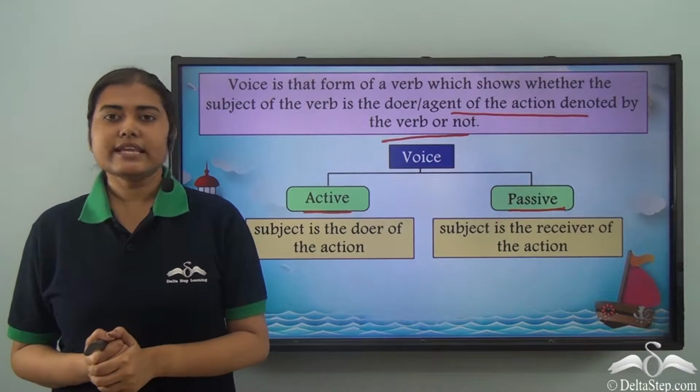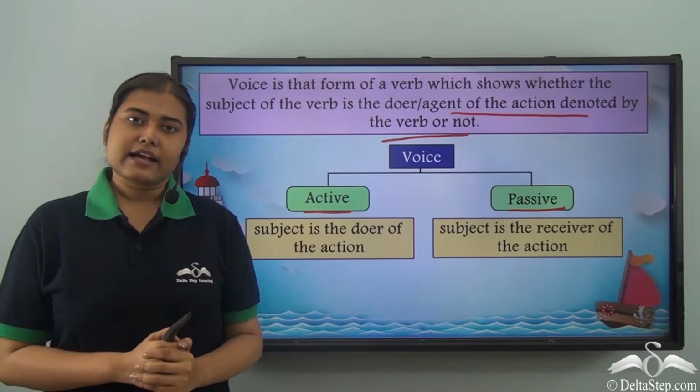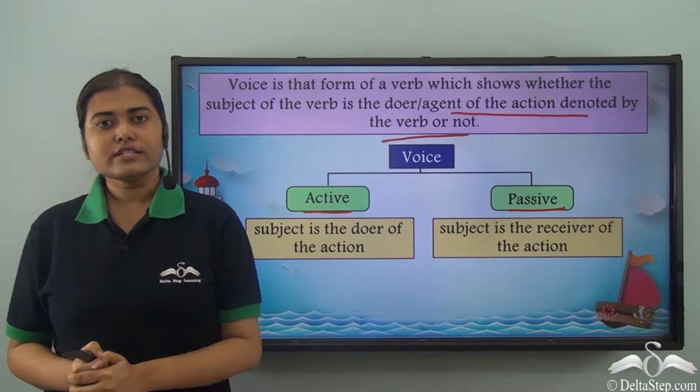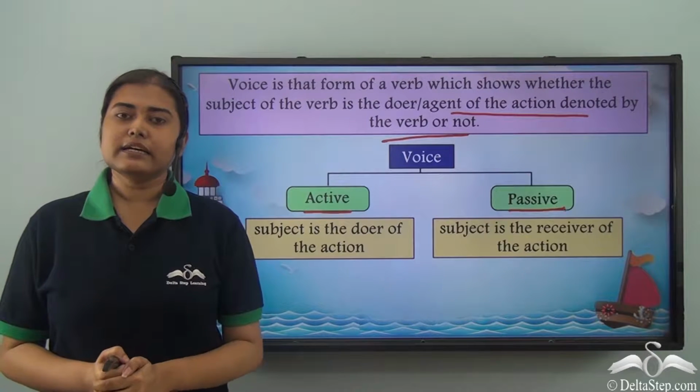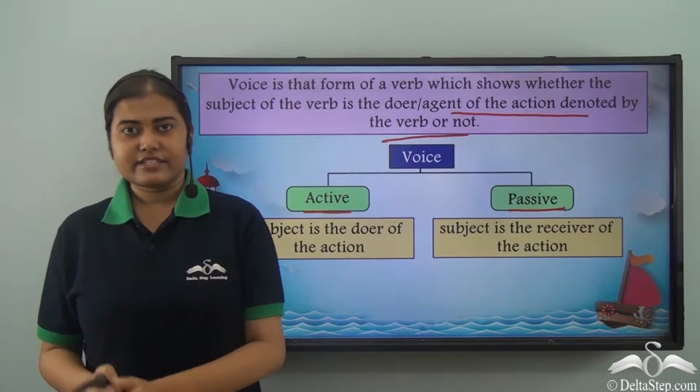Till now, in all the examples, we have seen how to change a sentence in the active voice to its passive voice. Today, we are going to learn how to change a sentence in the passive voice to its active voice.